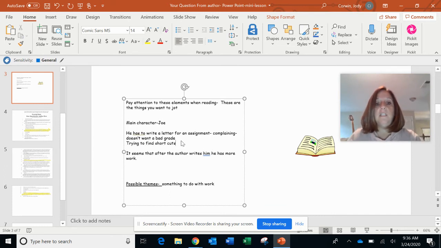And in the end, you ask yourself, did he have a positive effect or a negative effect? In this case, it was negative because he still didn't get the work done. And so when I'm looking down here for possible themes, as a reader, I have to think to myself, it has to have something to do with the work, something to do with doing it right the first time or something like that. So that should hopefully get you started.